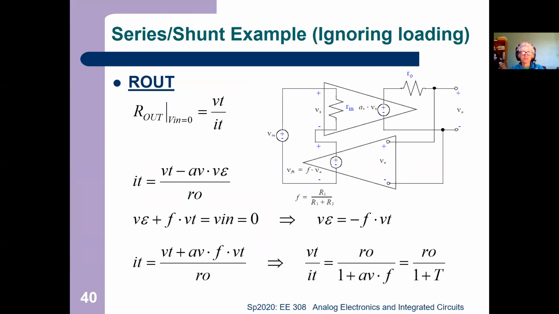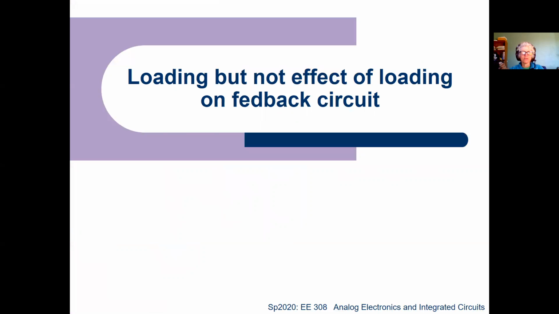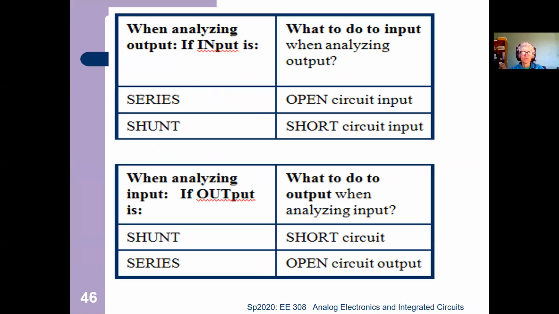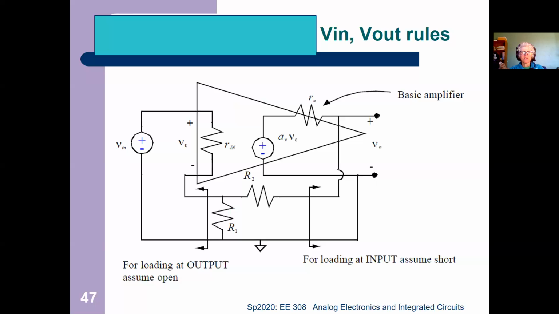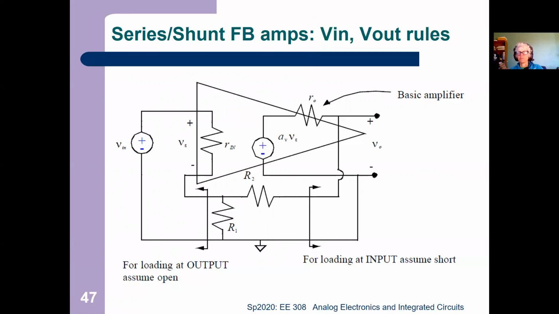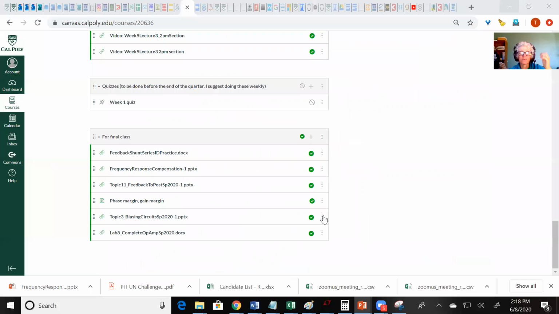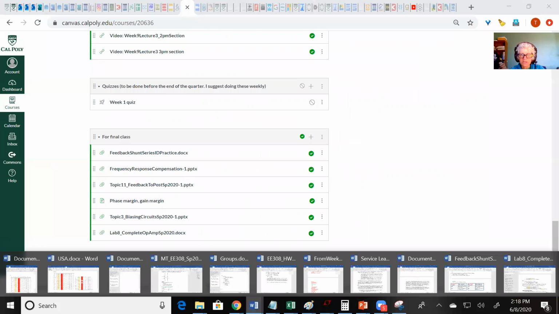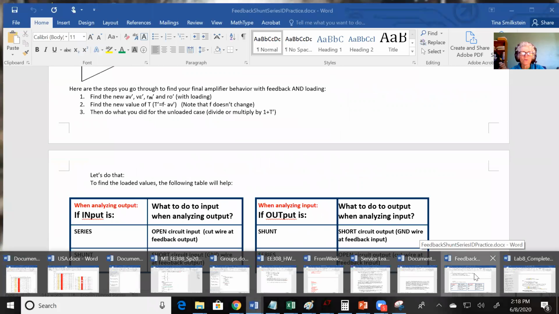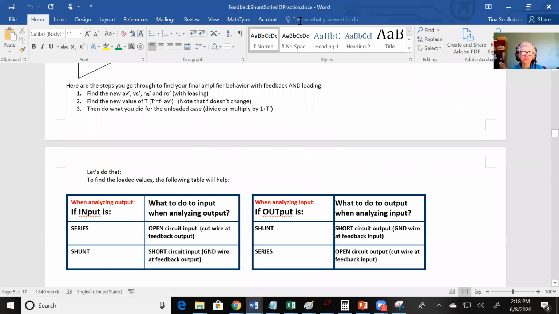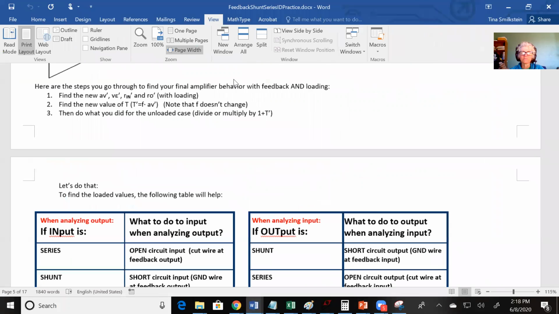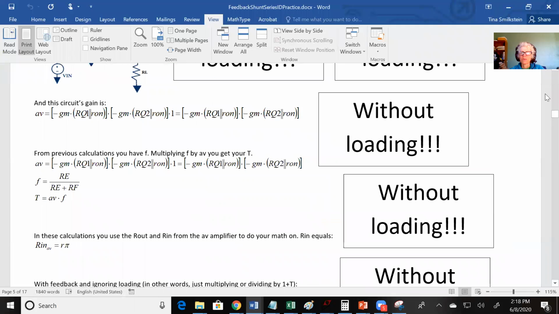So just loading, okay, that's what we just did. Ignoring loading. Okay. So this is the series shunt amplifier we were talking about. I just drew it in a little bit different way. Actually, I put another handout with a little more detailed step-by-step of doing this calculation. So let's use that instead.